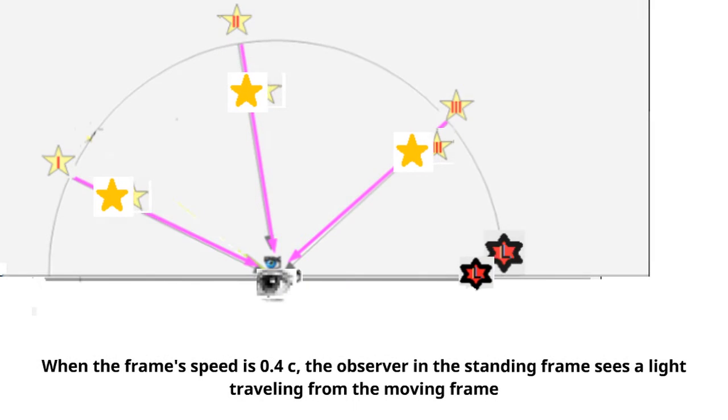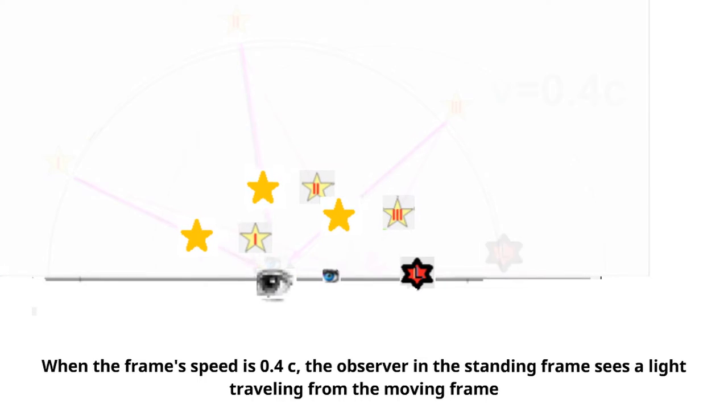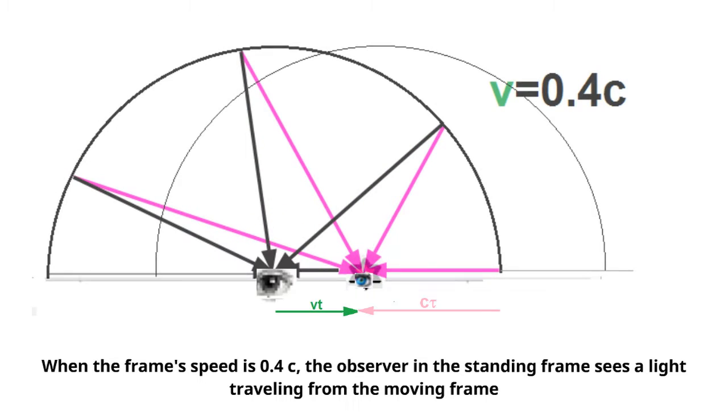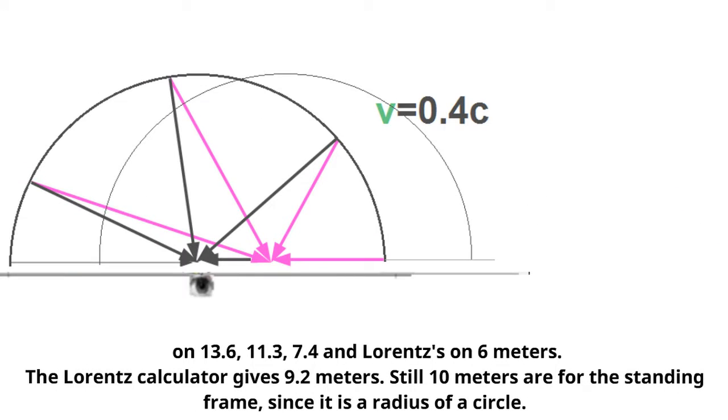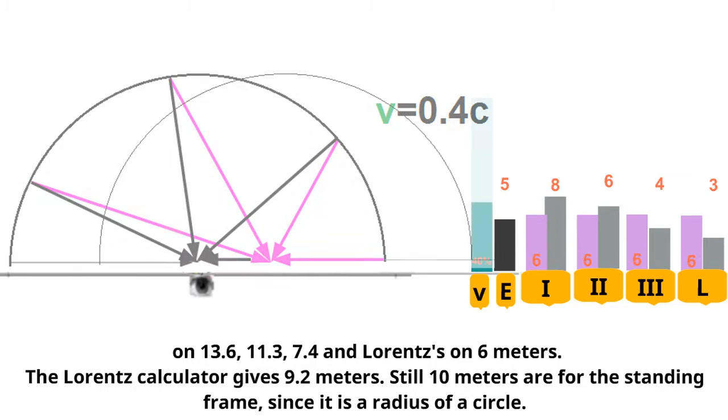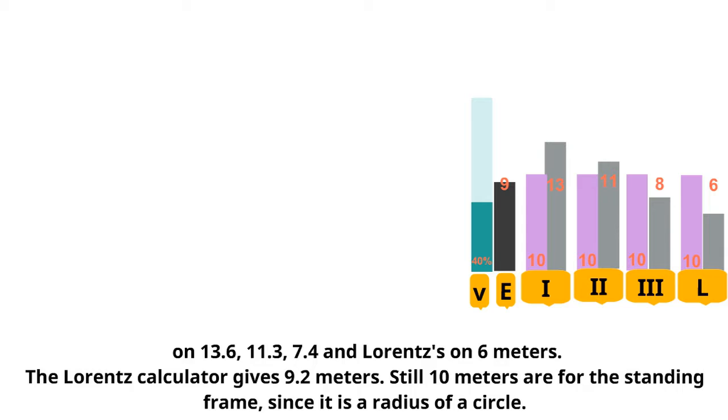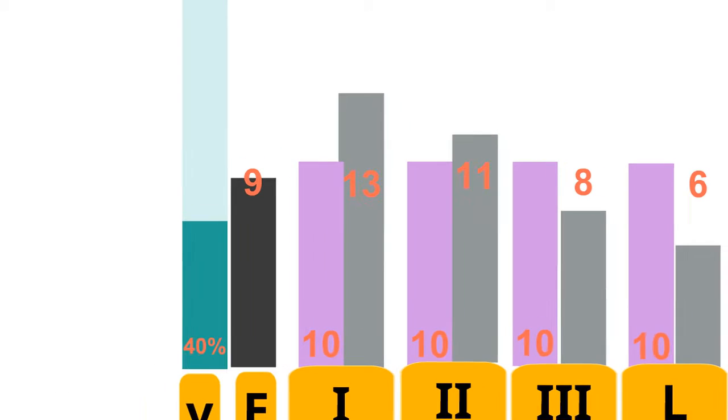When the frame speed is 0.4 c, the observer in the standing frame sees a light traveling from the moving frame on 14, 11, 7, and Lorentz is on 6 meters. The Lorentz calculator gives 9.2 meters. Still 10 meters are for the standing frame since it is a radius of a circle.